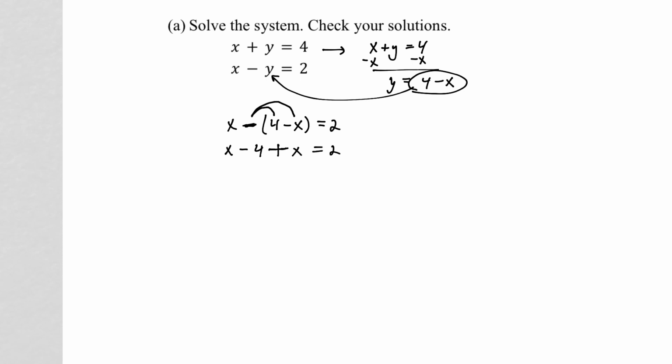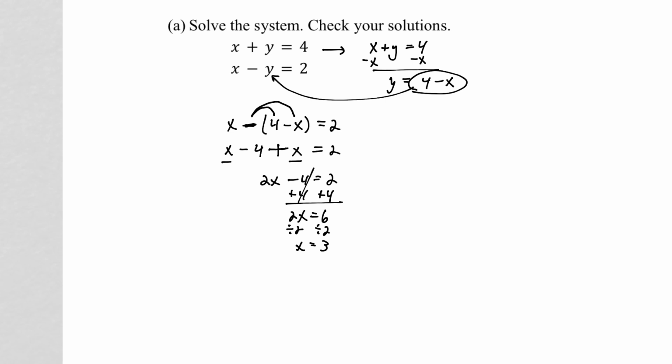So now I'm going to solve this equation. I'm going to first combine like terms on the left. So that's 2x minus 4 equals 2. Add 4 to both sides. That's 2x equals 6. Divide both sides by 2. And we get x is equal to 3. So that's half my solution.